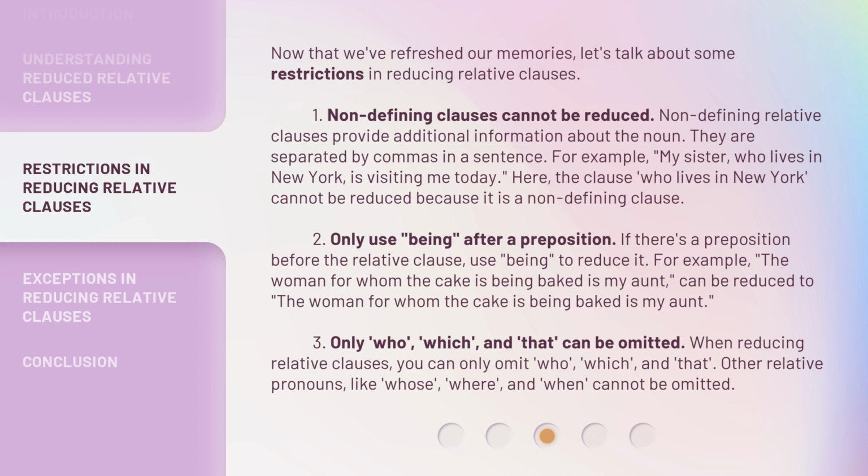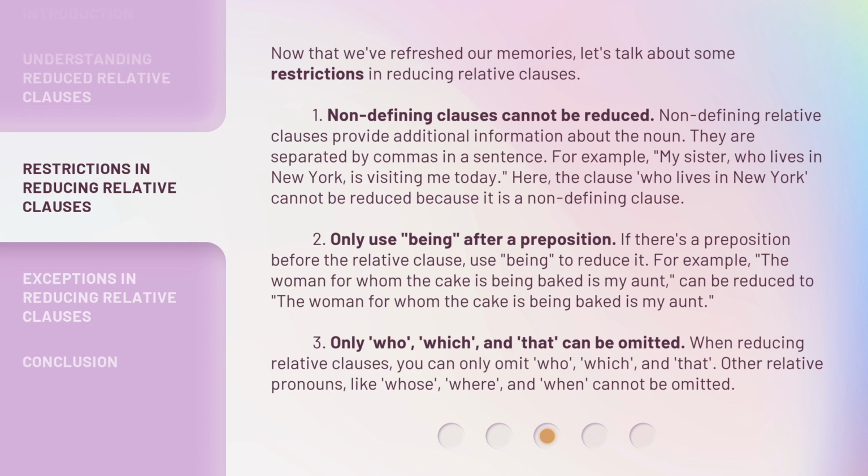2. Only use being after a preposition. If there's a preposition before the relative clause, use being to reduce it. For example, "The woman for whom the cake is being baked is my aunt," can be reduced to, "The woman for whom the cake is being baked is my aunt."